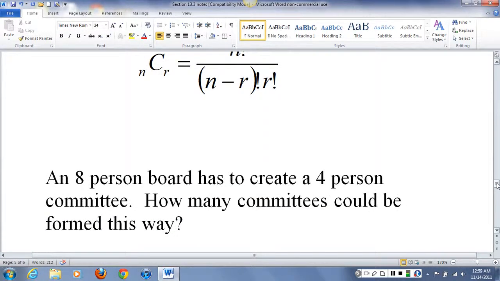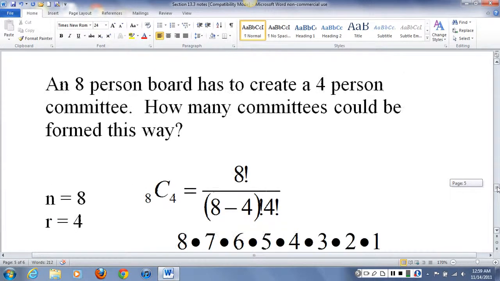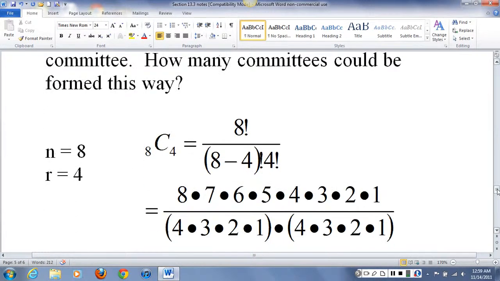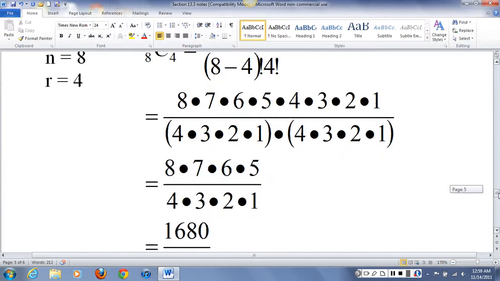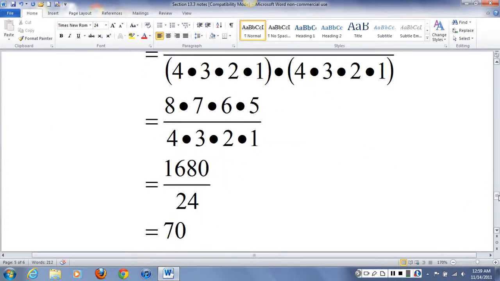An 8-person board has to create a 4-person committee. How many committees could be formed this way? So now notice I didn't say anything about significance of the order, of the placement. It's 4 people from 8, that's a combination. N is 8, R is 4. Toss it into my formula. End up giving me 70.